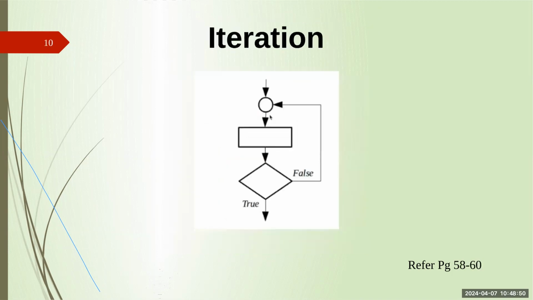Then iteration. Iteration is checking whether a condition is satisfied. Whether it is true or false, go back. In iteration, you go back. We call that a loop. Go back, go back, go back. It goes in a loop. So after this condition is true, the program will exit from this loop.